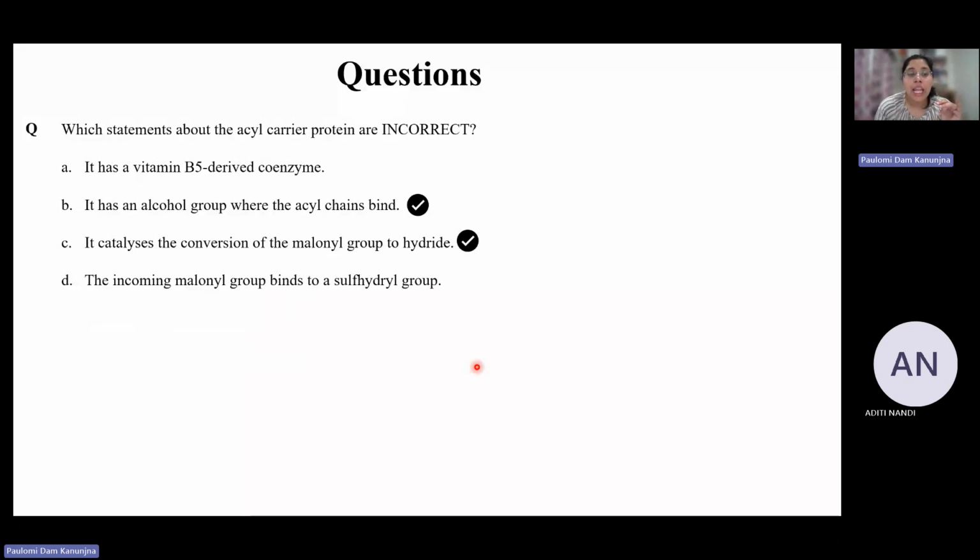So it is correct. Next one says it has an alcohol group where the acyl group binds. B and D contradict each other. And D is correct because we have already just established that it binds via the SH group. So the incoming malonyl group binds by a sulfhydryl group and not by the alcohol group, right? And the third one says it catalyzes the conversion of malonyl to hydride. Well, it doesn't catalyze anything because this is a carrier protein. It just carries the group. It doesn't catalyze any reaction.